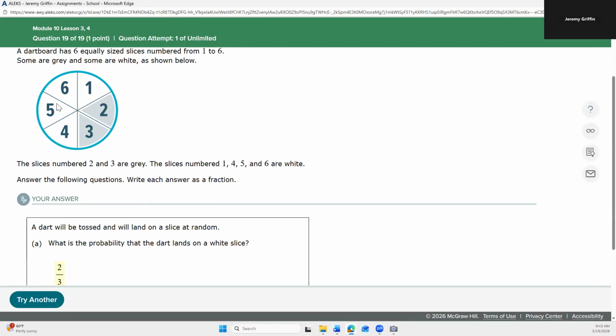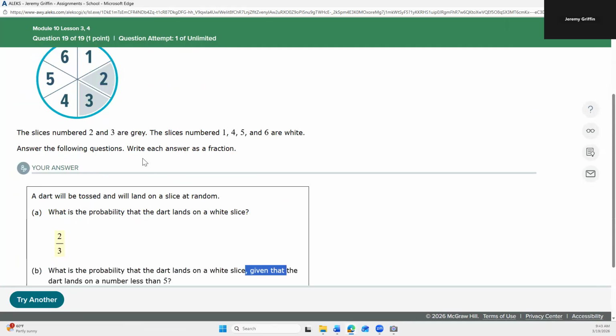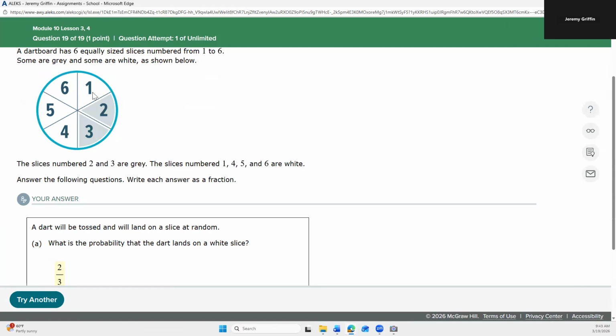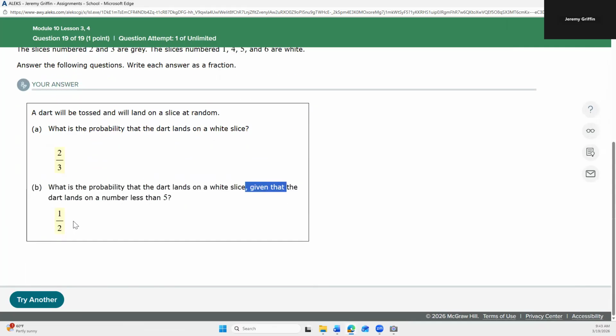So we're going to narrow it down. We're going to throw out the 5 and the 6 as if they don't even exist at all. We're going to say out of the 4 remaining slices, 1, 2, 3, 4, what's the probability that it's white? Well, isn't it 2 out of 4 total? Because we throw out the 5 and the 6. So it's 2 out of 4, which reduces to 1 over 2.